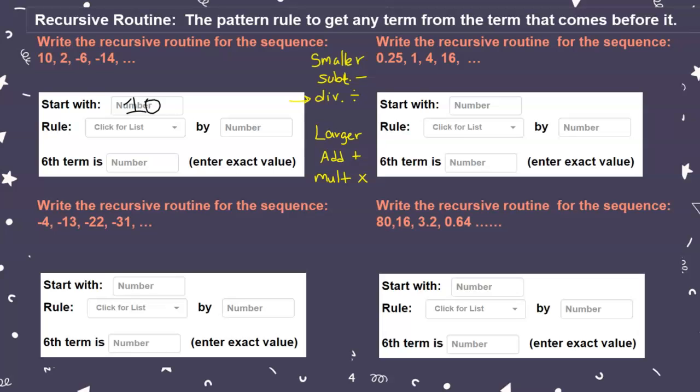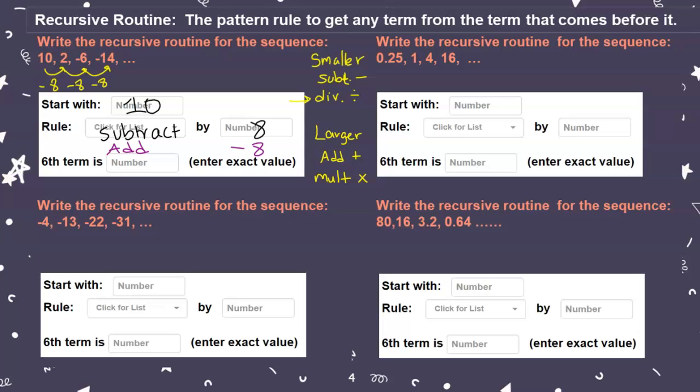The difference between 10 and 2 is 8. And I'm not adding 8 here, I'm subtracting 8. So what about 2 subtract 8? Well, 2 subtract 8 is -6. And -6 subtract 8 is -14. So I found my rule. My rule is that we're going to subtract by 8. Or I'm going to add by -8.